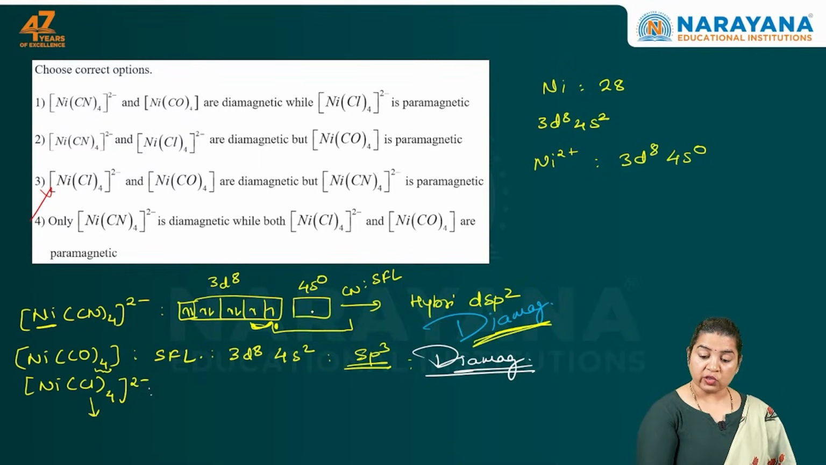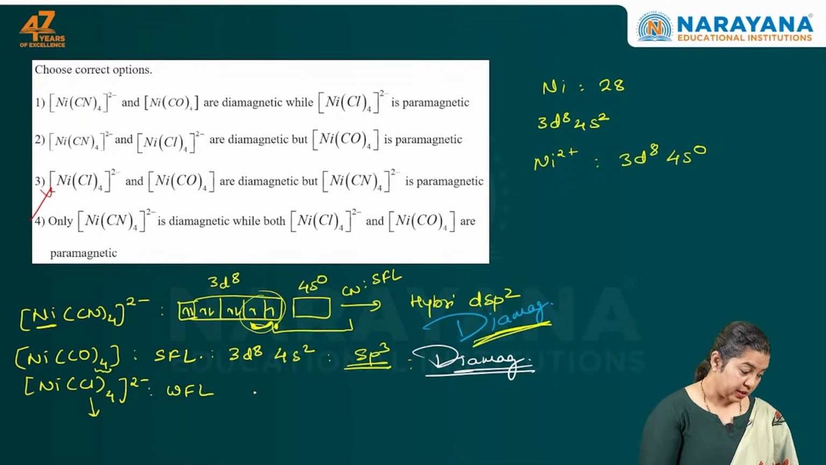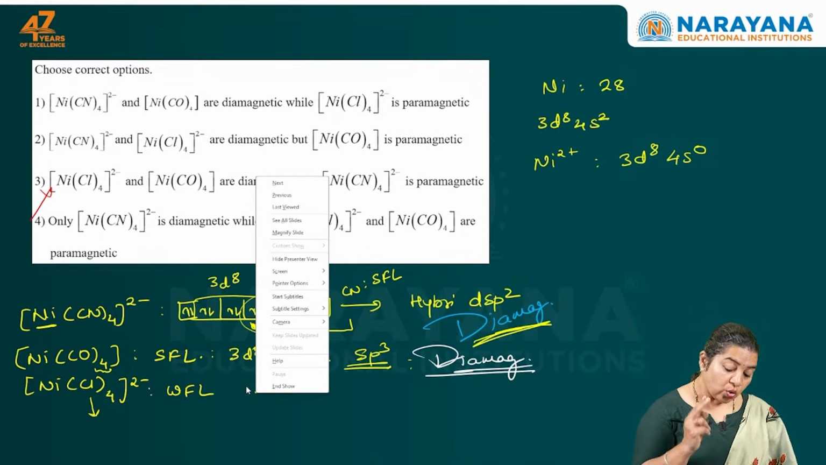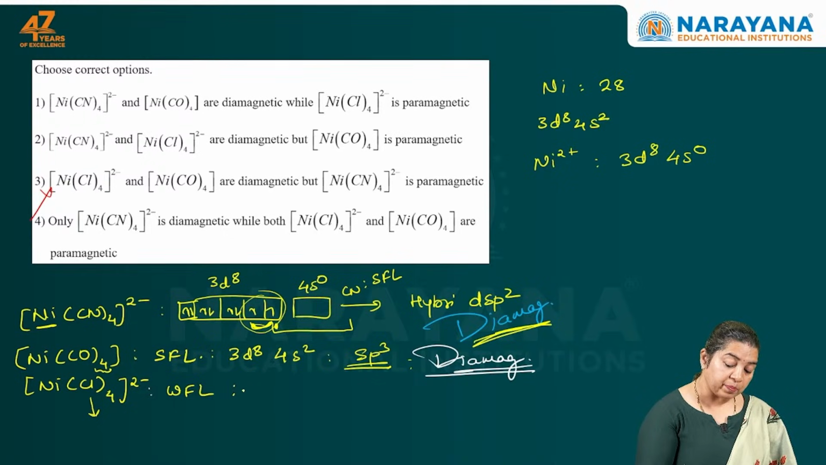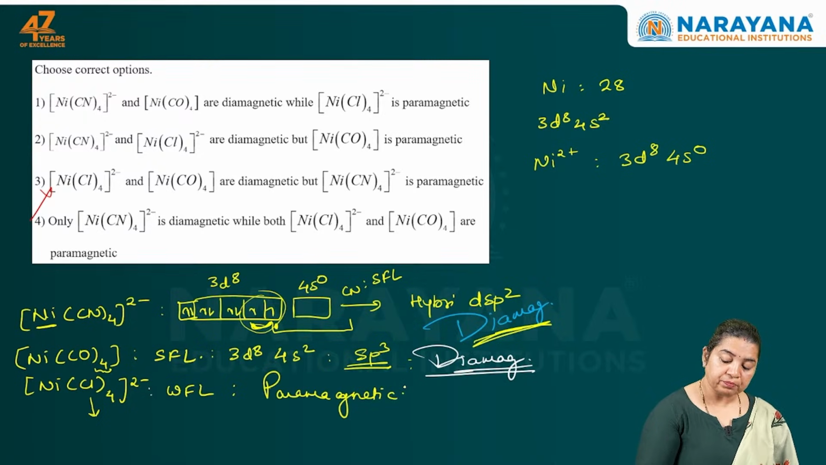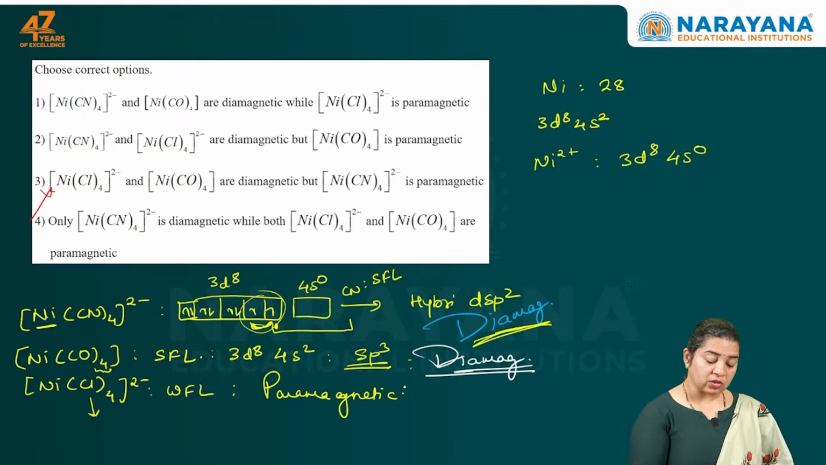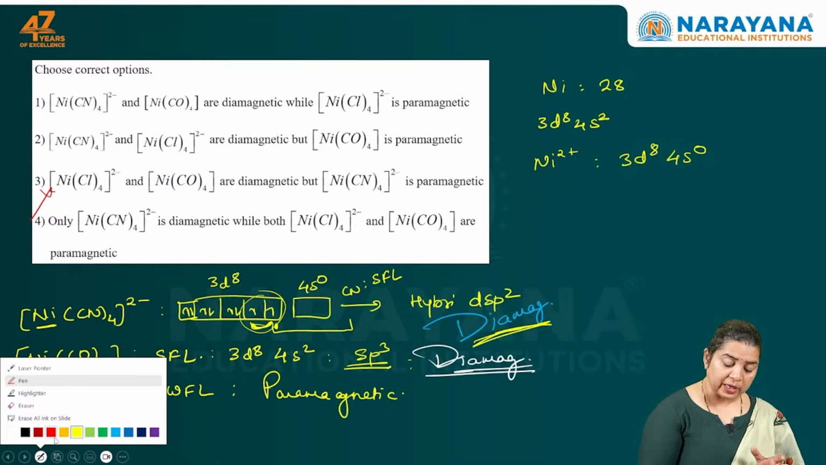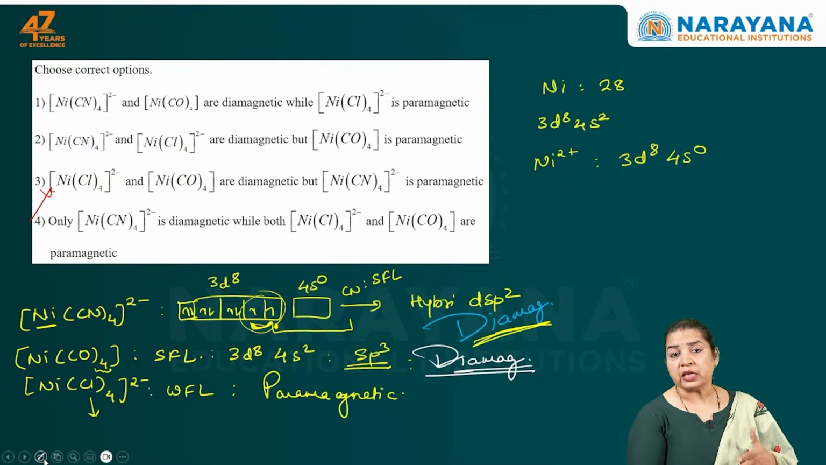So, the configuration is like that, but Cl is a weak field ligand. If Cl is weak field, these 2 electrons will remain unpaired, so this is going to be paramagnetic, correct.